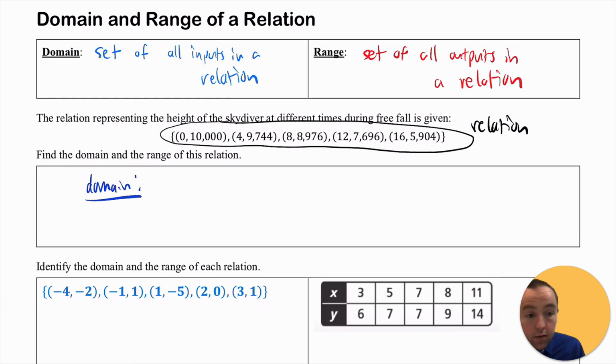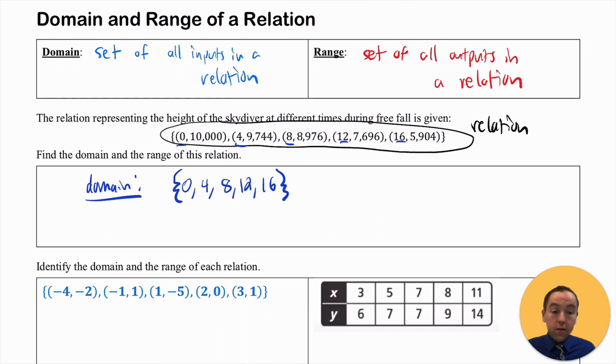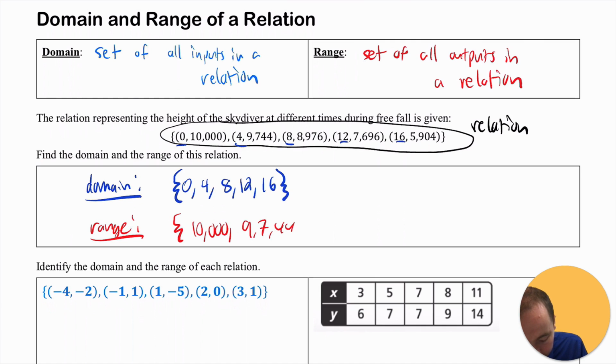So the domain is just going to be the set of all the inputs, basically just the x coordinates of the times. So it'd be all of these values right here. Because they're all separate numbers, use commas to separate each of the different elements. And then because domain and range are sets, we need to use proper notation to express these as sets. Since this is a set of a countable number of objects, we can use braces around that to express that as a set. And then the range is pretty much similar, it's just we're going to use the heights instead, so 10,000 and etc.